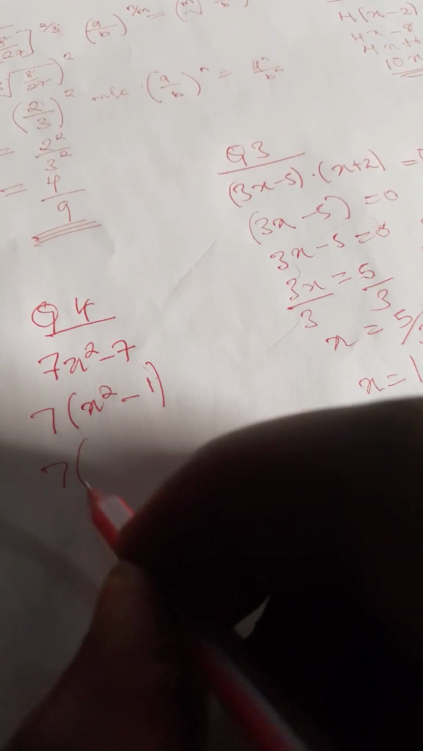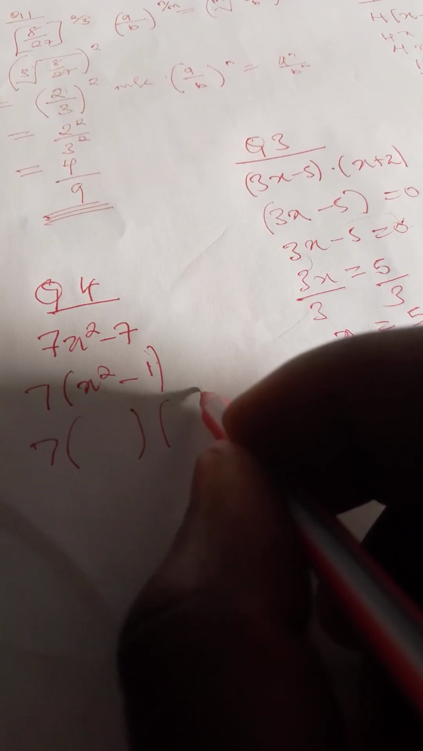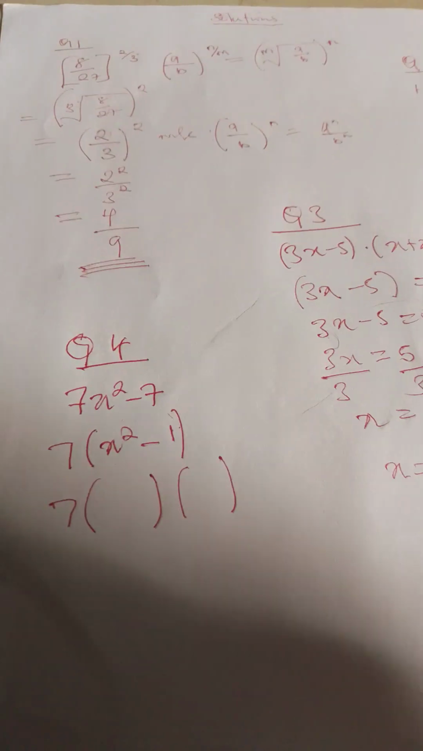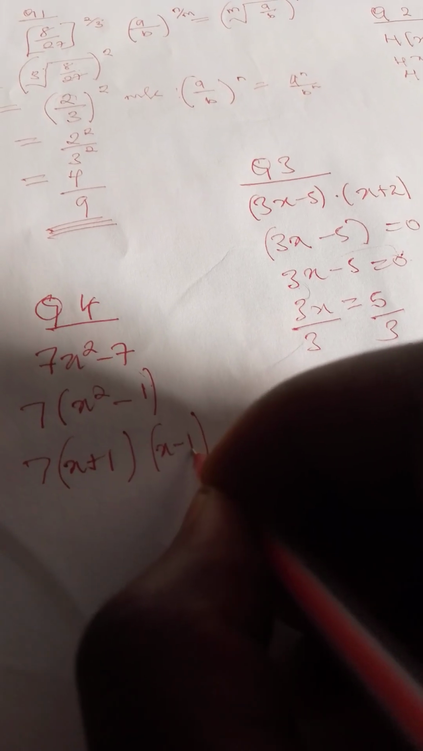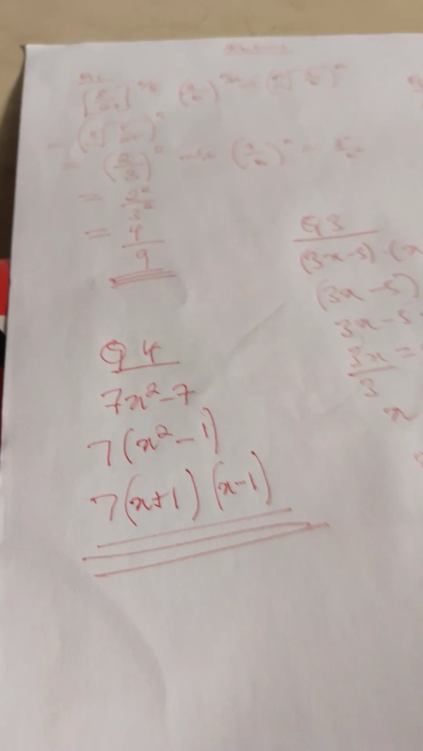Then inside here I can see that I have a difference of 2 squares. So to find that, I'll express minus 1 to look like x squared minus 1 squared, and this one it is getting x plus 1 multiplying with its conjugate. When I say its conjugate, meaning that instead of x plus 1, it will be x minus 1. That is the final answer for question 4.